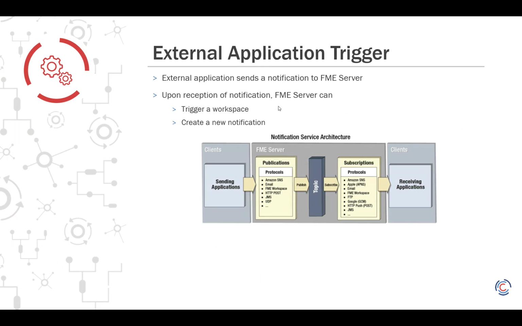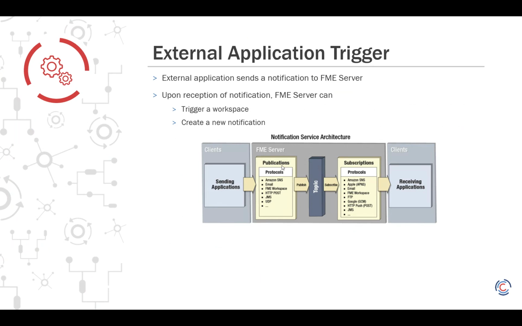The second case is an external application trigger. The idea is that an external app or system sends a notification to FME Server. Upon reception of the notification, FME Server can trigger a workspace or create a new notification. The picture we see is the notification service architecture on FME Server. On the left-hand side, we have the client application sending a notification. Then on the FME Server side, there is what we call the publication part, which will be listening for or receiving the notification.